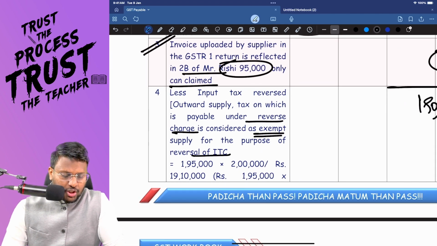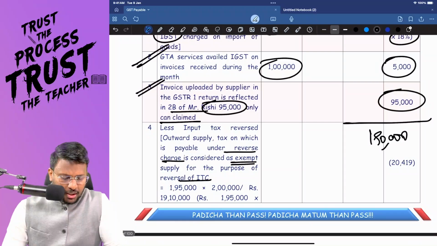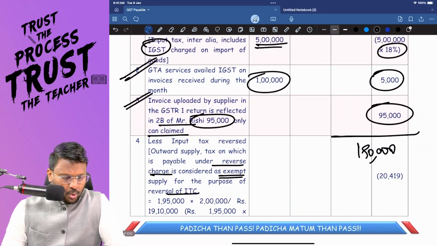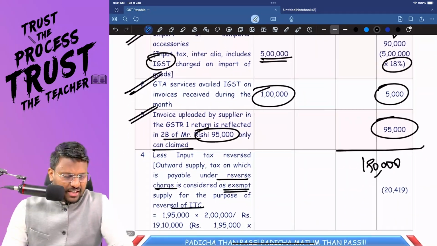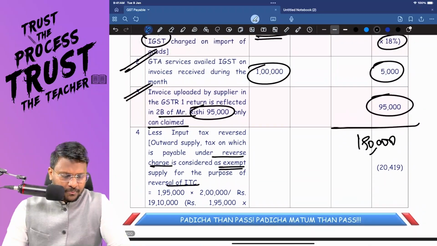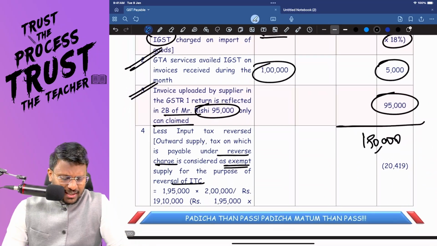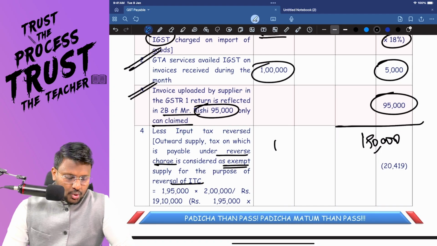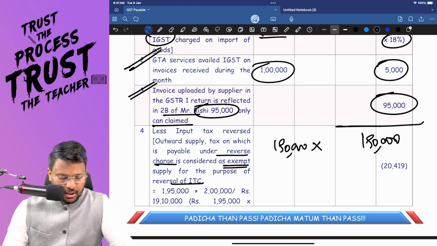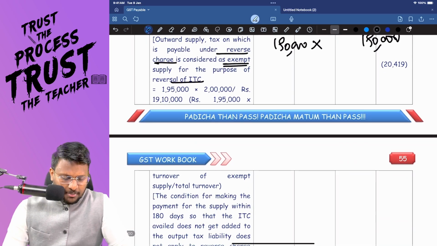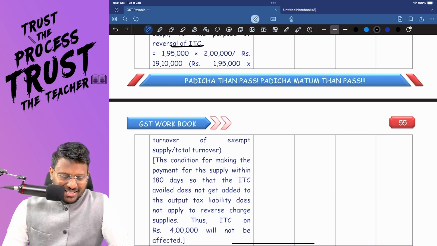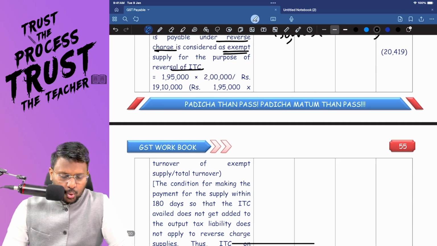Exempt supply. For the purpose of reversal of ITC, tell me what is the total common credit? Total it: 90,000 plus 95,000 plus 5,000 comes to 1,90,000. Right. So 1,90,000 into, tell me what is the exempt supply turnover? What is the exempt supply and what is the total supply?